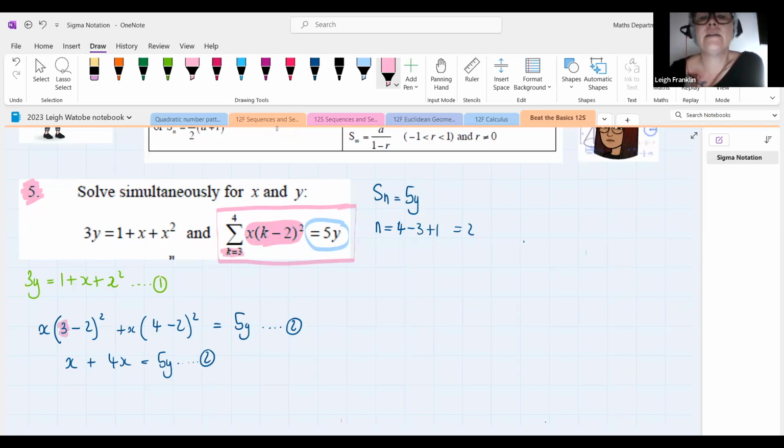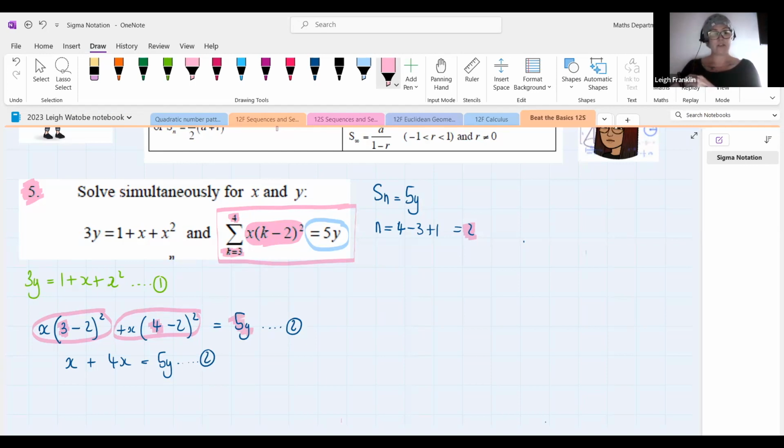Over here, I decided, remember earlier, that there are only 2 terms in my pattern. So there's the first term, subbing in 3, and there's the second term where I sub in 4. Now 4 is the last number to be subbed in. So again, I've made k equal to 4. And when I add those 2 terms together, I'm going to make it equal to 5y, which is my Sn.